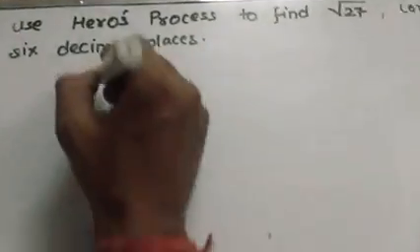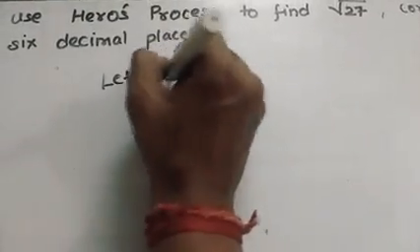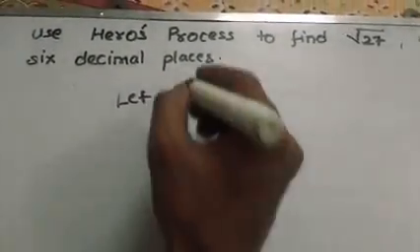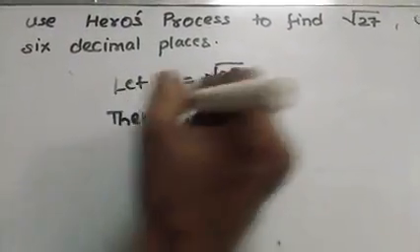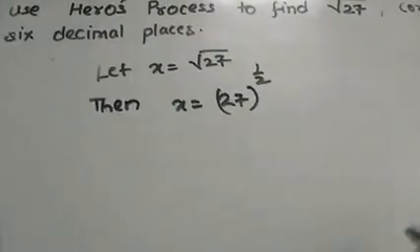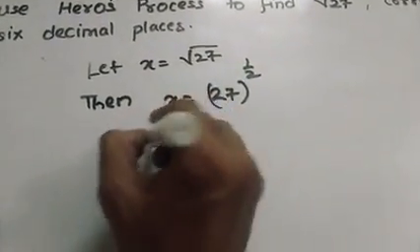So first of all initially what we write, let x equals to 27. First of all we construct our formula, then x equals to 27 to the power half. Square root means power half.